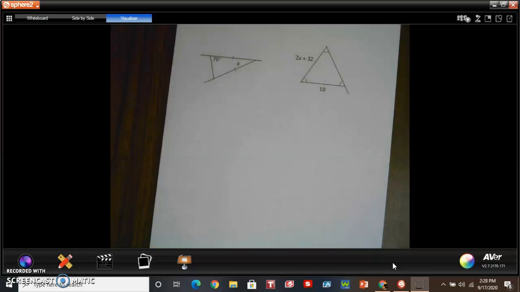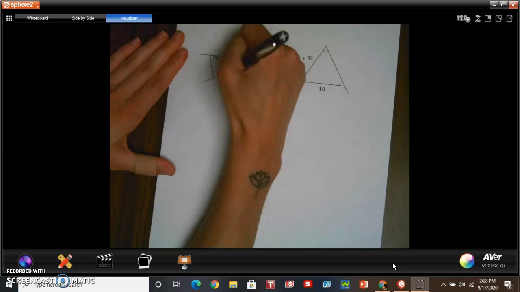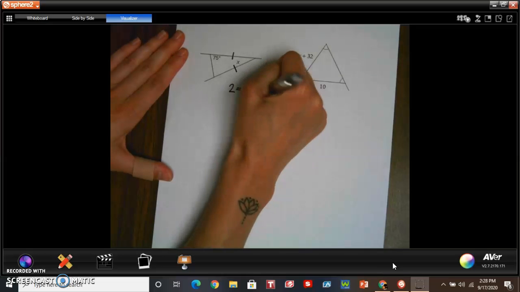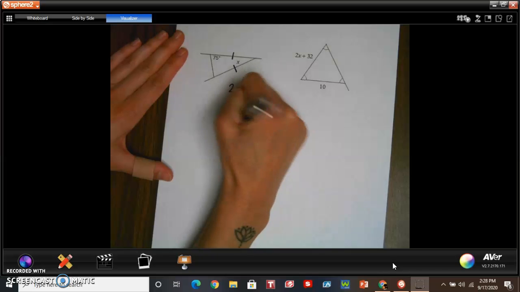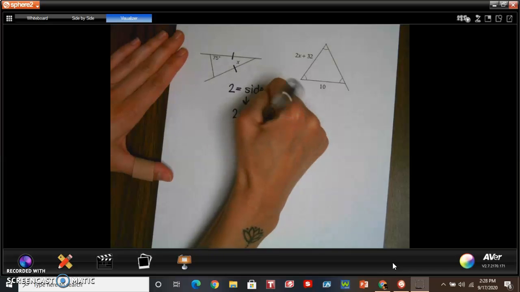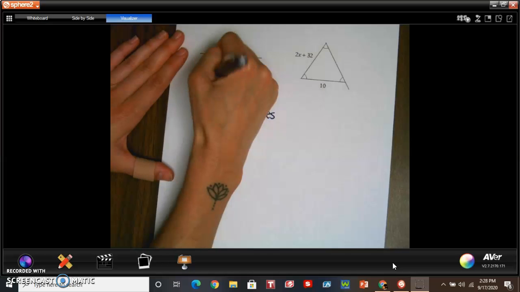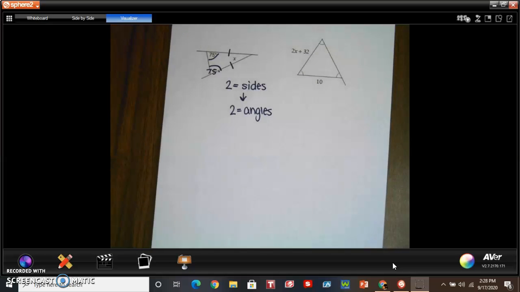All right, and the last couple of problems I want to do with you are still solving for x. So let's look at that first one. It says we have 2 equal sides. That means we also have 2 equal angles. So that means these are the same. So this is also 75. Well, then how are we solving for x?